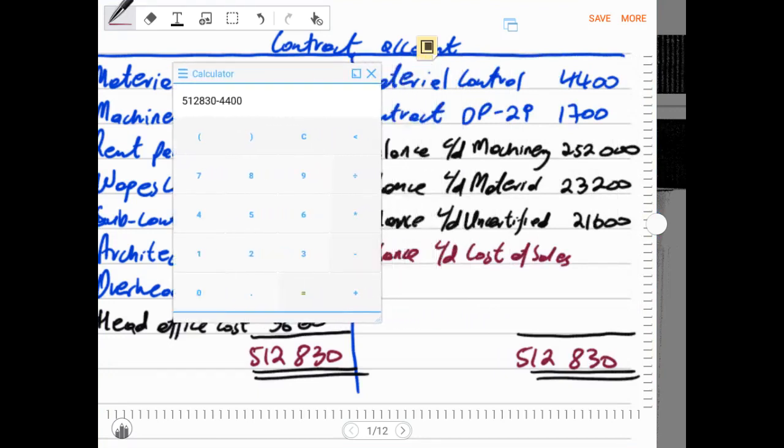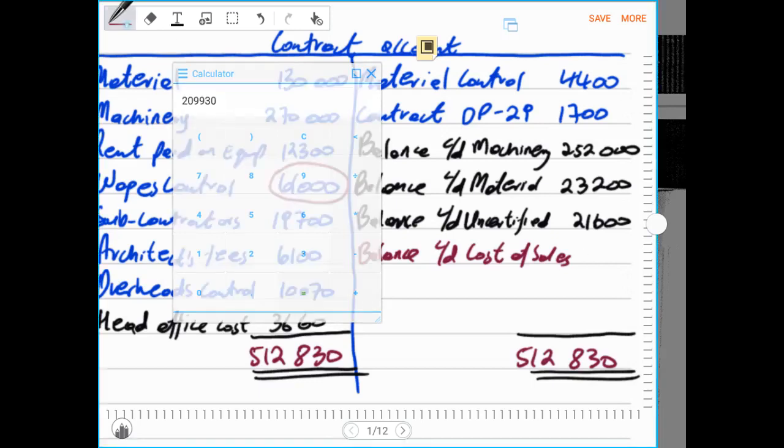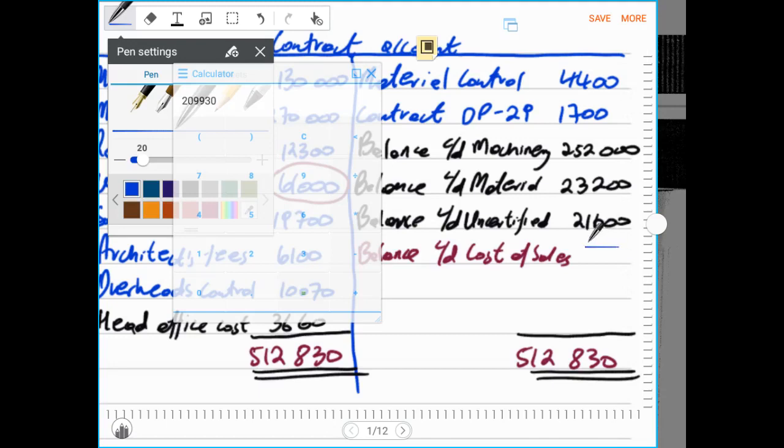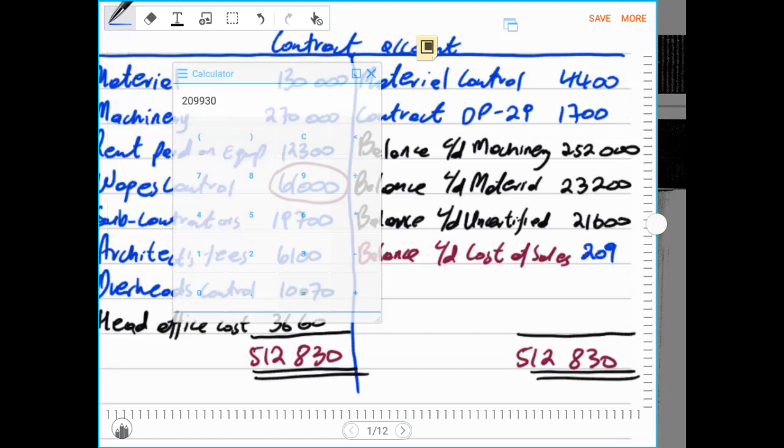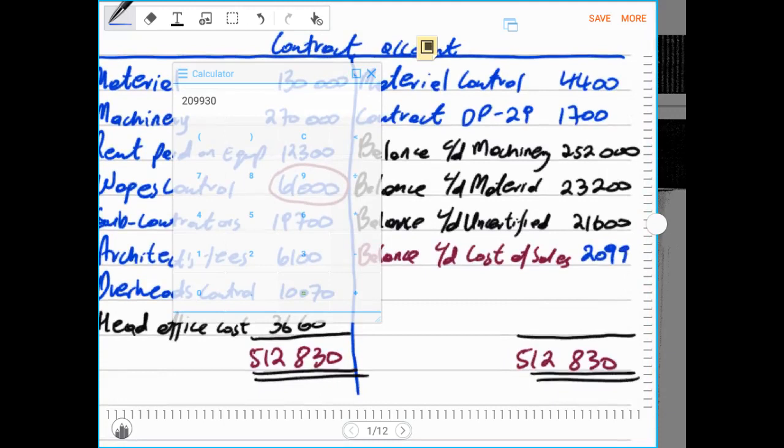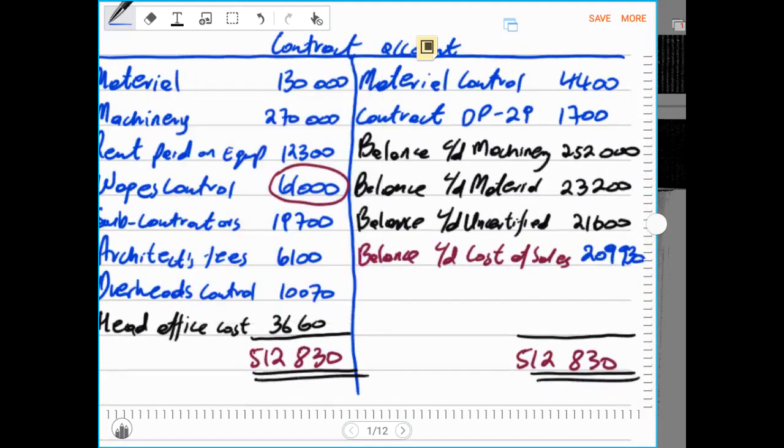Less 4,400, less 1,700, less 252,000 rands, less 23,200, less 21,600. That gives us 209,930. That is the cost of the work that was certified.